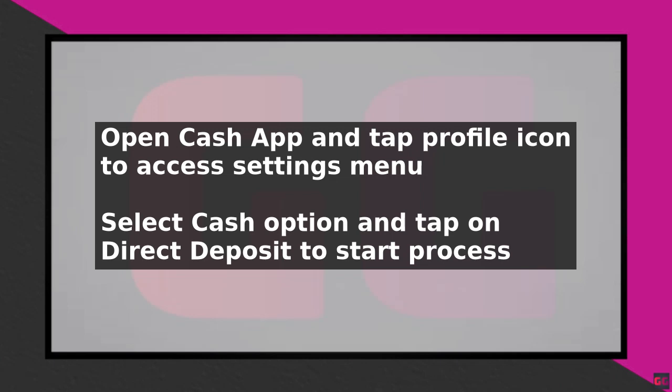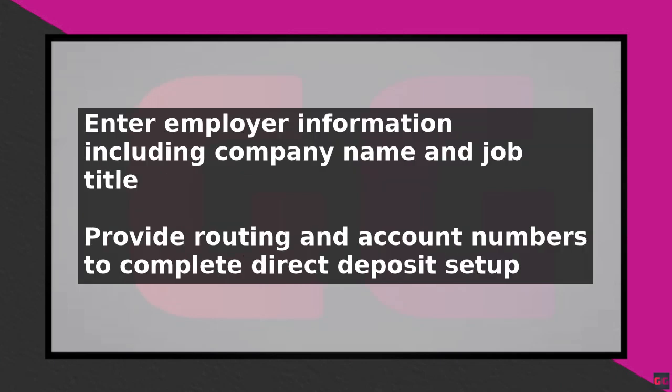You will be prompted to enter your employer information, including the company name and address, as well as your job title and the frequency of your paychecks. After entering your employer information, you will need to provide your routing and account numbers. The routing number is a 9-digit code that identifies the bank or financial institution that holds your account, and the account number is the unique identifier for your specific account.